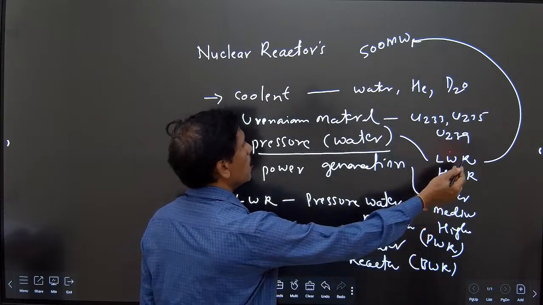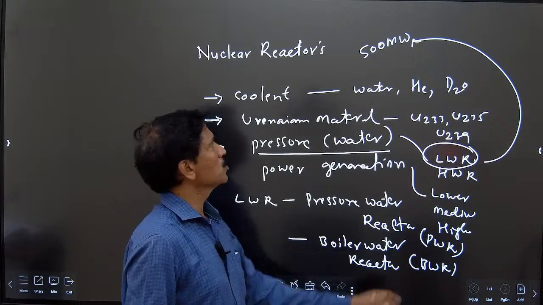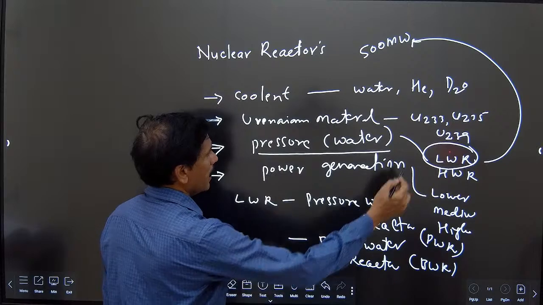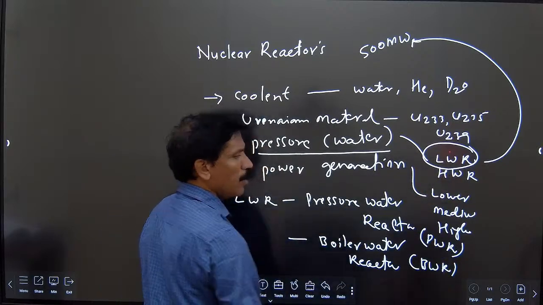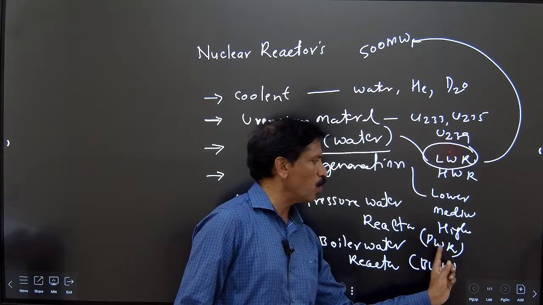So this LWR is the smallest nuclear power plant. It can generate only 500 megawatts, a very small plant. Again it is classified into PWR and BWR. Now I am going to explain about the PWR, pressurized water reactor.